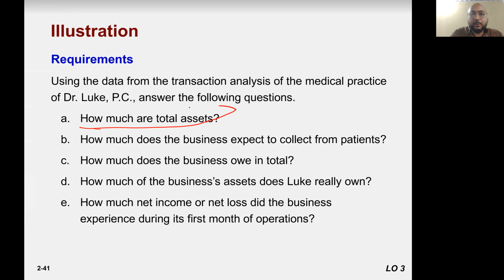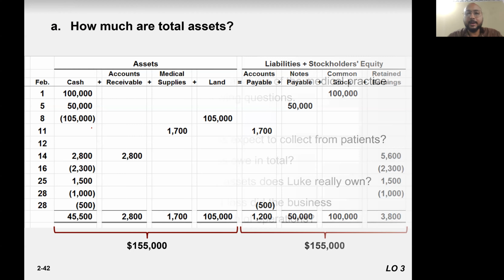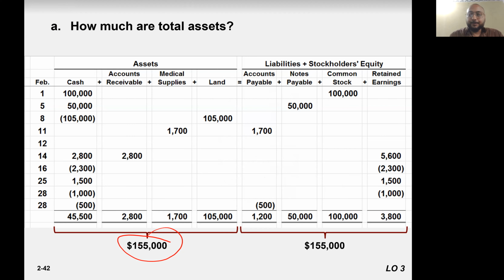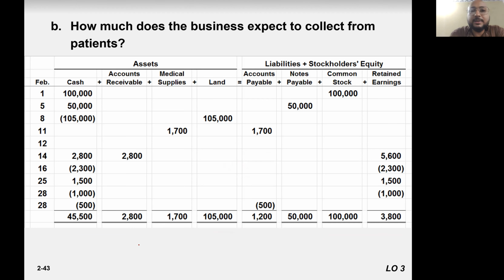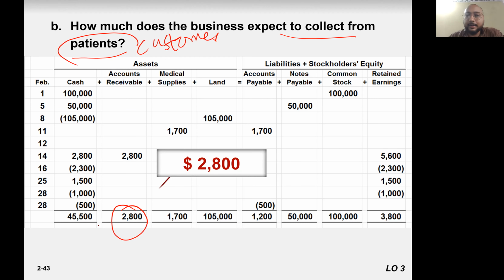Now answer these questions. How much are the total assets? We calculated 155,000. How much does the business expect to collect from its patients? Because this is a medical business, patients are their customers, right? So how much do they expect to collect from customers? 2,800.